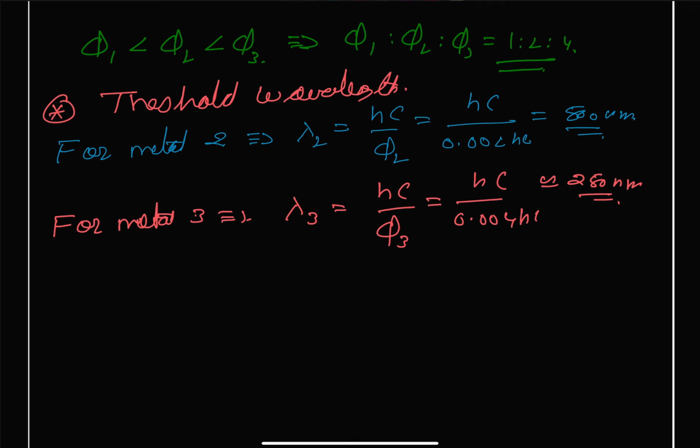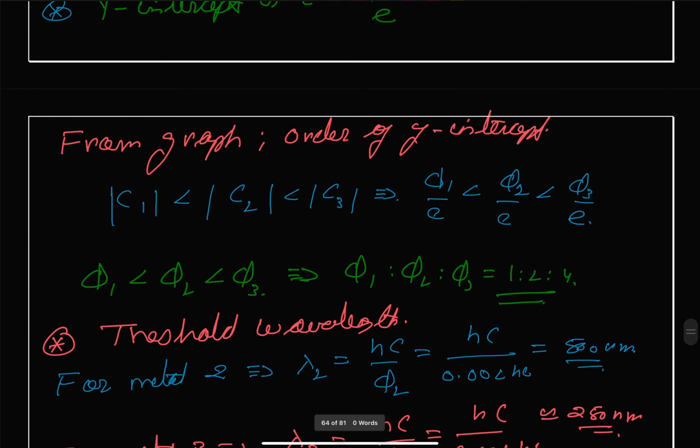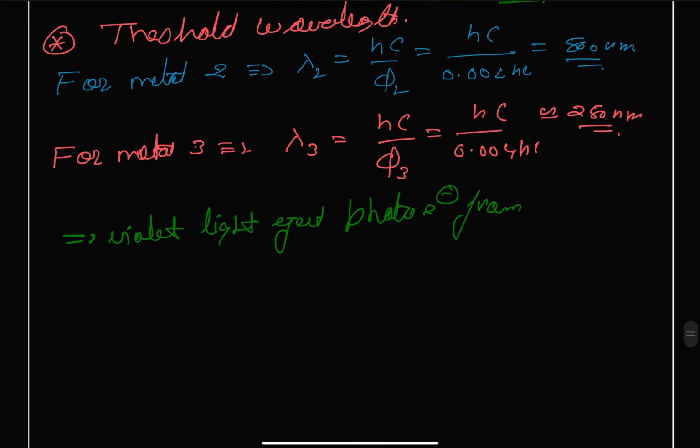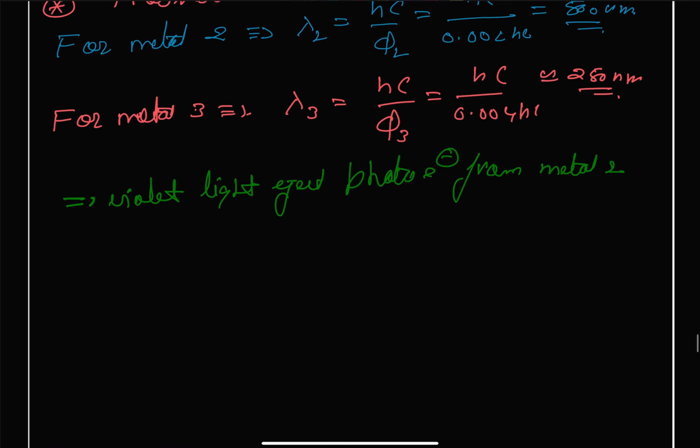So from here we can say that violet light can eject photoelectrons from metal 2, not from metal 3.